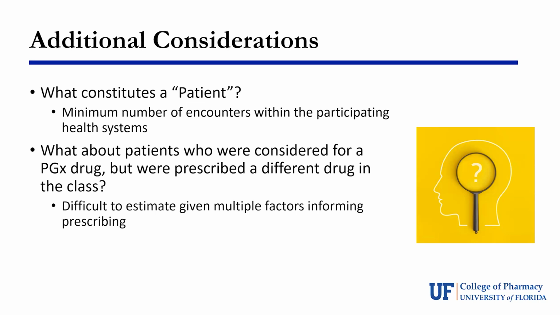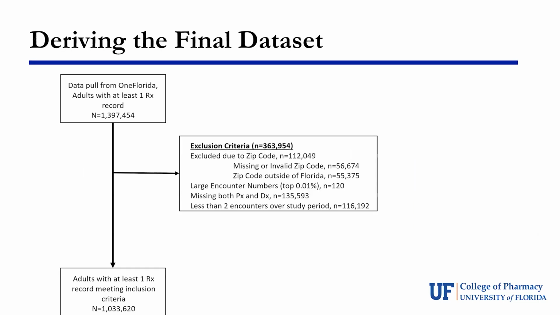And then this other issue we talked about, what about patients who were considered for a drug, but ended up getting prescribed a different drug? PGX data could still be helpful for them. The problem is there's a lot that goes into prescribing a drug beyond just, well, I have all these options in this class and they're all equally effective, so I'm just going to pick one at random, or this is just the one I as a prescriber like better. And so just from the EHR data that we were able to collect, that would be really hard. And so we decided maybe we can't do that with the data that we have.